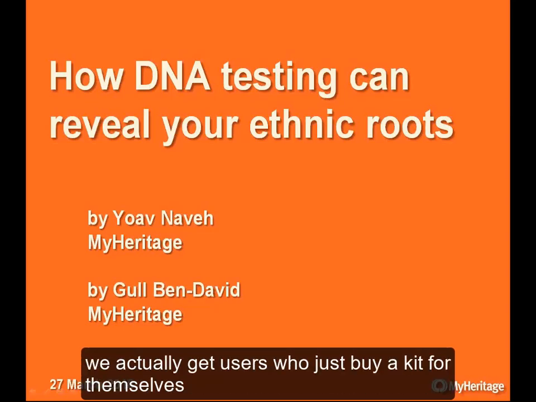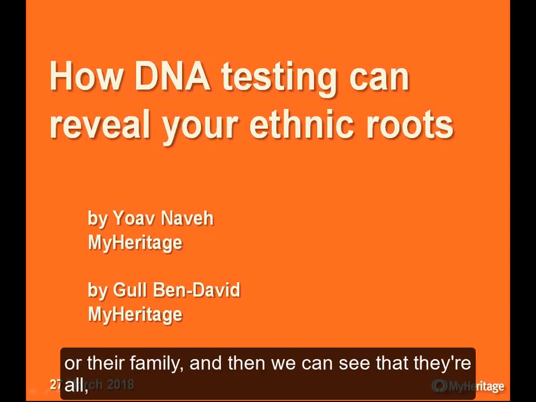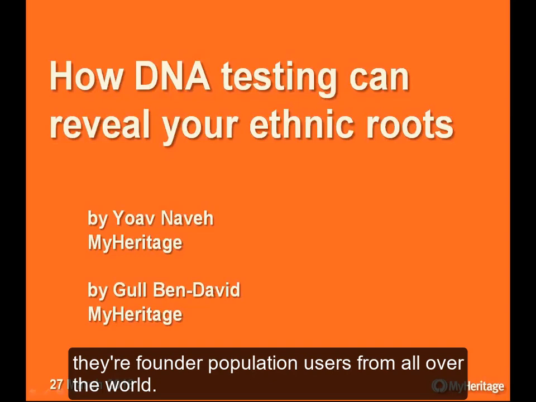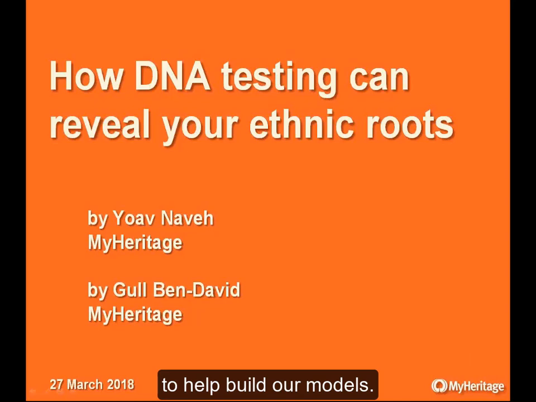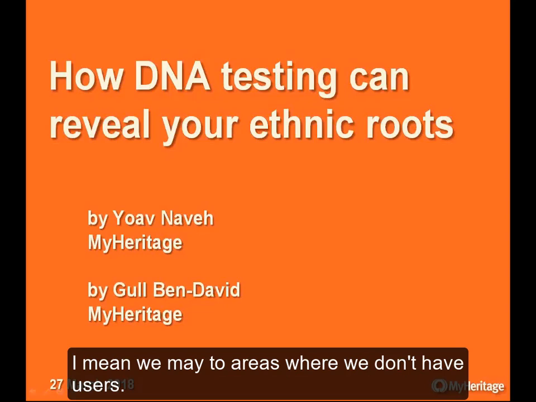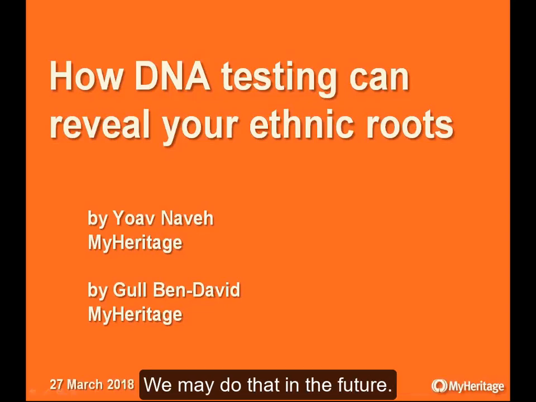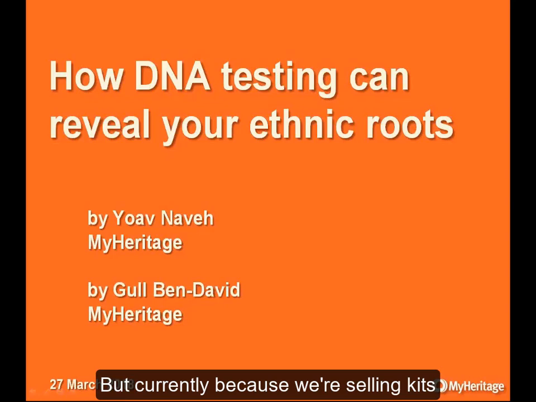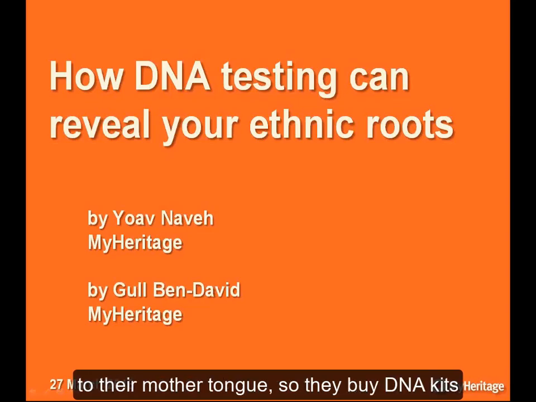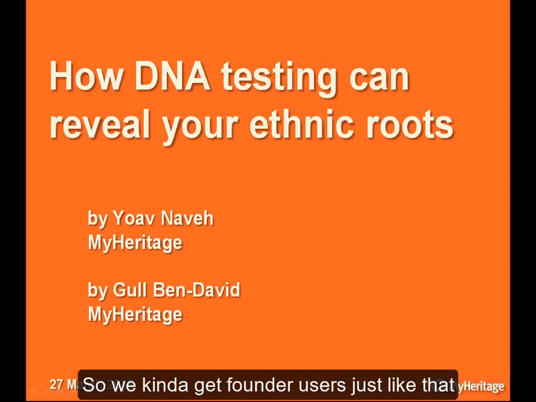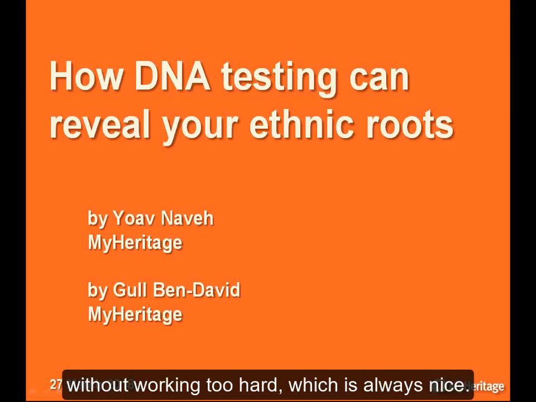We actually get users who just buy a kit for themselves or their family, and then we can see that they're founder population users from all over the world. And obviously, with their consent, we can use that data to help build our models. So yes, we don't send the kits, or I mean, we may, to areas where we don't have users. We may do that in the future, but currently, because we're selling kits all over the world, because our users prefer to come to MyHeritage because the site and the mobile and everything's translated to their mother tongue, so they buy DNA kits in our site. So we kind of get founder users just like that, without working too hard, which is always nice.